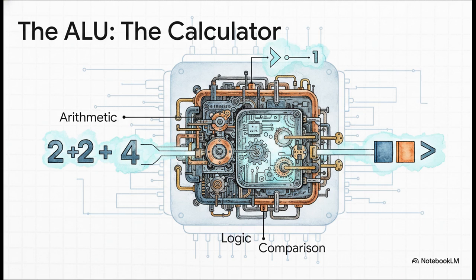So when we get to that execute step, where does the actual work happen? Well, it happens right here in a very specialized part of the CPU called the Arithmetic Logic Unit, or ALU. You can just think of this as a superpowered calculator that handles all the math and all the logical decisions.